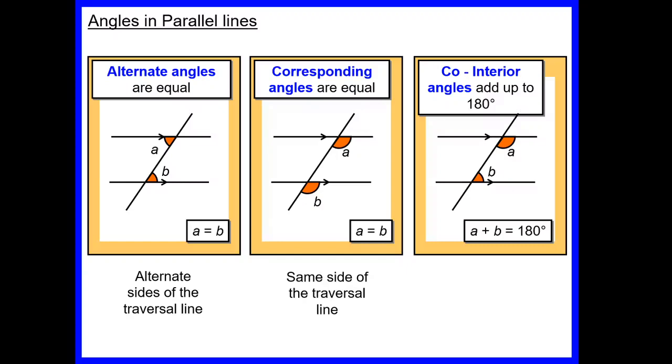Now the way we identify co-interior is that they are on the same side of the transversal line, but they're both inside the parallel lines. And again, if we want to look for a letter, we look for this letter C. So this C shape for co-interior helps us to find those, and it's always where one is obtuse and the other is the acute angle. So the 2 together add to 180 degrees.